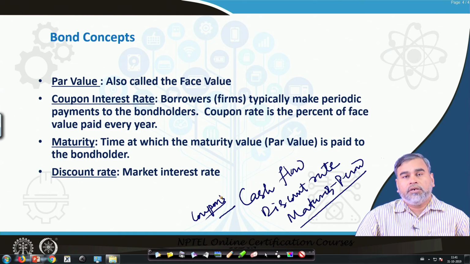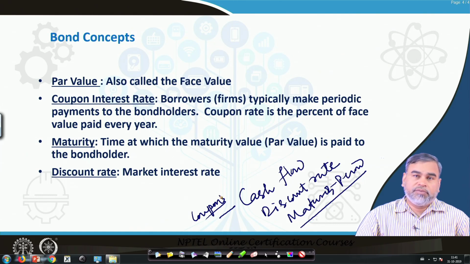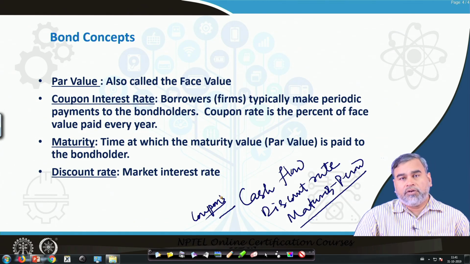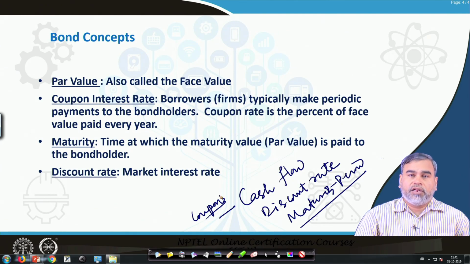Here the bond issuer will make this periodic payment, and it is a percentage of the face value of the bond. So, if the coupon rate is 10% per annum and the face value of the bond is 1000, then each year you will get 100 rupees. Maturity is the time at which the bond will mature, and the required rate or discount rate is nothing but the market interest rate which prevails on that particular day in the particular market. The cash flow has to be discounted with respect to that market rate, and then the value of the bond can be calculated accordingly.